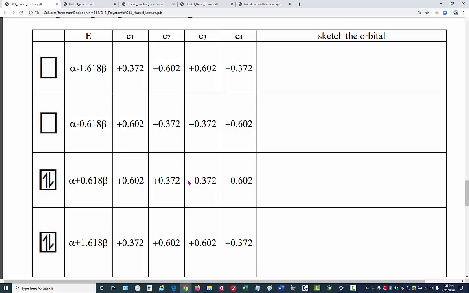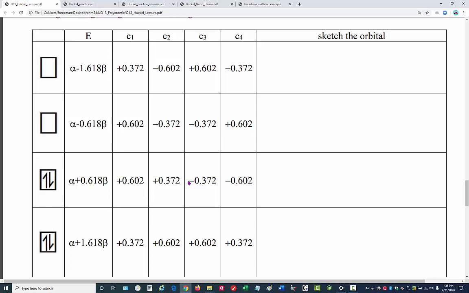So the first one has a plus 0.4, then a plus 0.6, then a plus 0.6, then a plus 0.4. So I'm going to have a smaller orbital on the outside, bigger orbital on the inside. And they're all going to be the same sign. That means they're going to be aligned the same way.